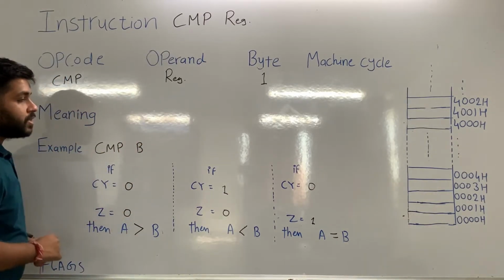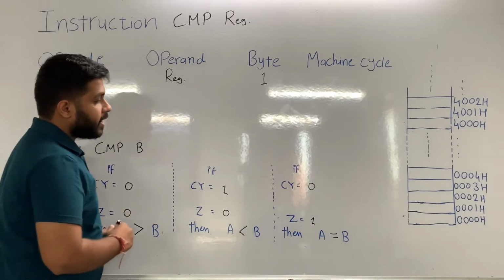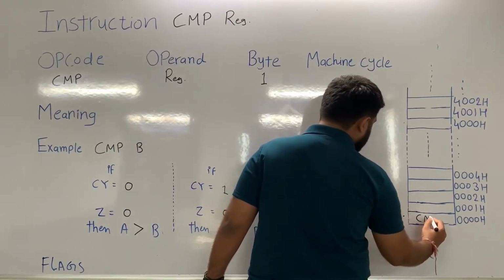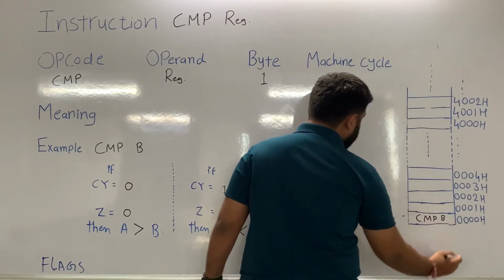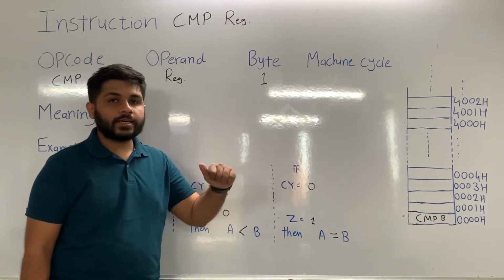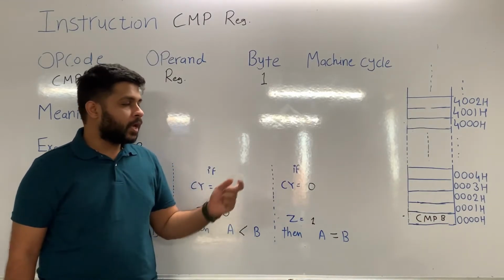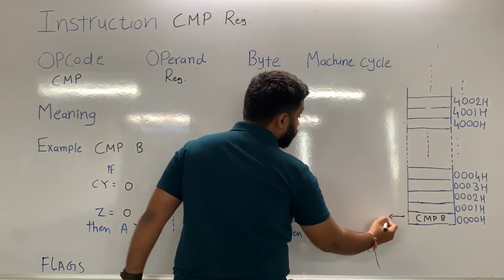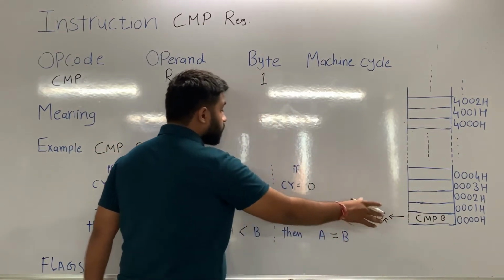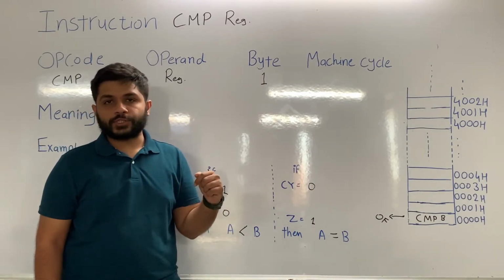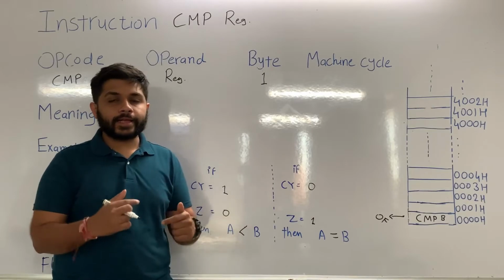Because this instruction is only a 1 byte instruction, when it is stored in the memory, it will occupy only one memory location. So compare B. When this instruction is stored in the memory, the processor will start doing its task, that is to fetch, decode and execute. To fetch, it will perform the first machine cycle, that is opcode fetch. Now when the microprocessor performs the opcode fetch, this instruction will be transferred to the microprocessor. Then the processor will decode and execute.